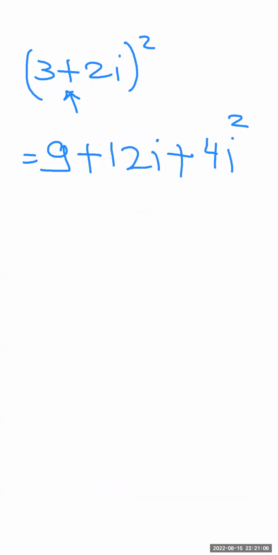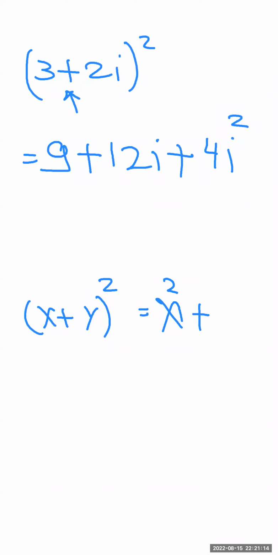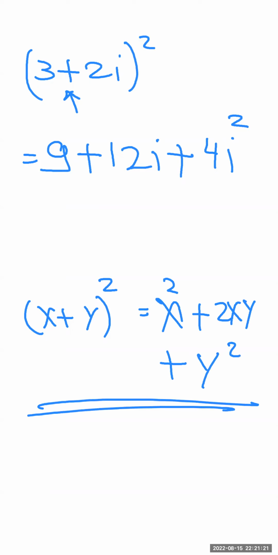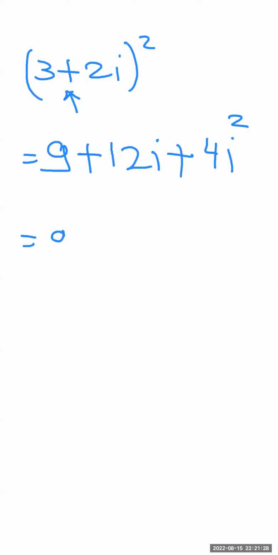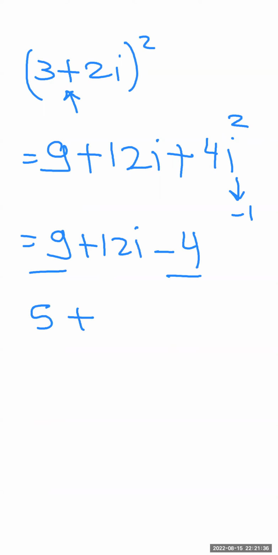It was like that, guys. We studied that one in preparatory 1: x plus y all to the power 2, first squared plus first times the second times 2, plus 2xy, plus second squared, correct? Okay, so now it will equal 9 plus 12i. I squared means a negative 1, so minus 4. 9 minus 4, 5 plus 12i. Finished. Okay. Any questions?